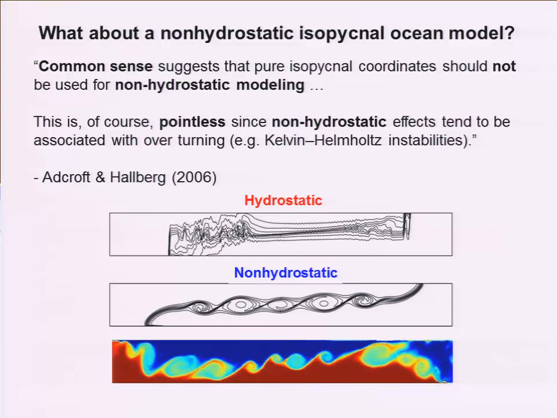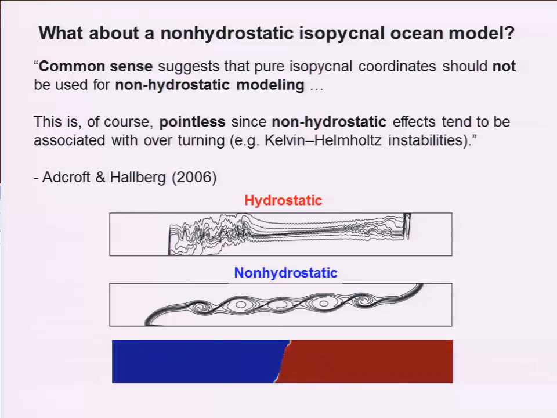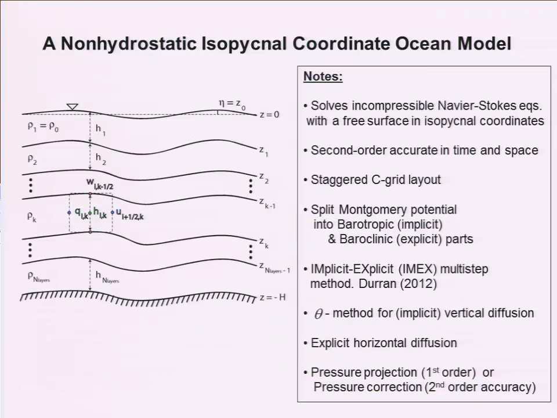And so I tried not to get discouraged when I read this and thought that it still might be a good thing to try to make a non-hydrostatic model. And so this is basically what I came up with. For this model, we're solving the incompressible Navier-Stokes equations with a free surface in an isopycnal coordinate system. It uses a second-order accurate in time and space finite difference method for the momentum and a finite volume equation to keep track of the layer heights.